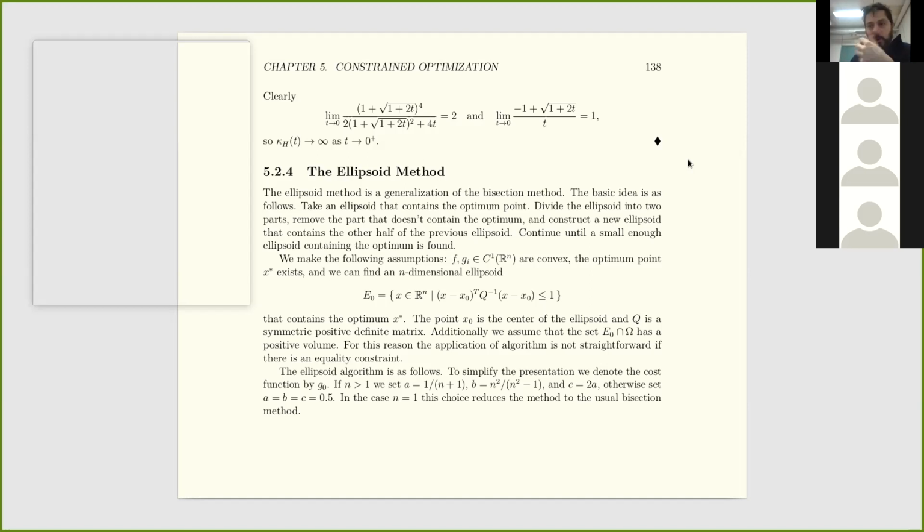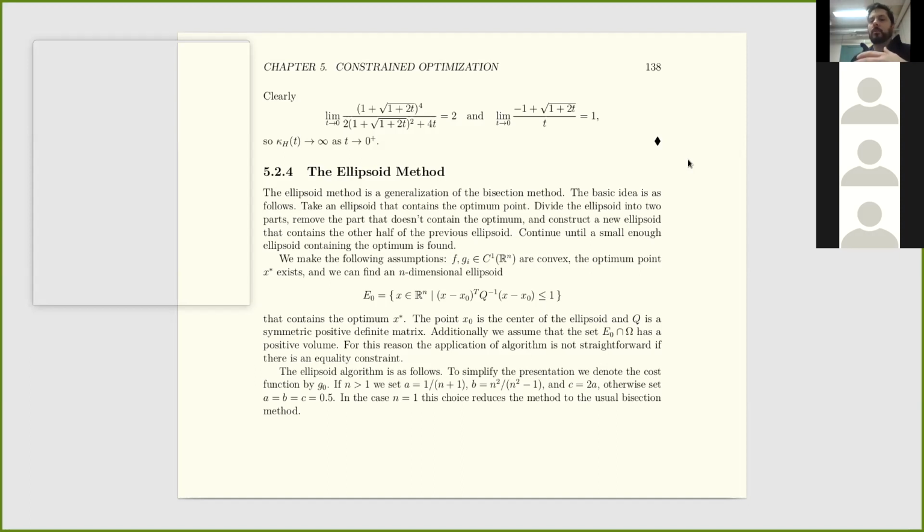It's not part of this material, but next week or maybe already on Thursday, I'll talk about what is called the extended cutting plane method. It has a similar flavor to this.